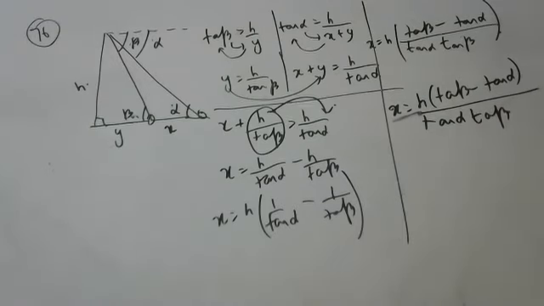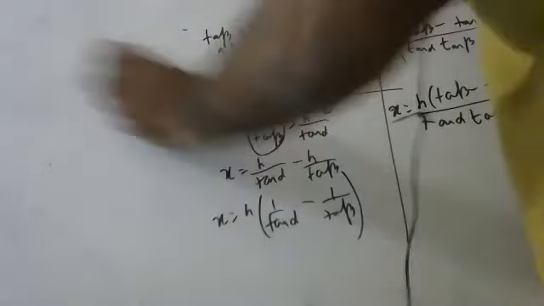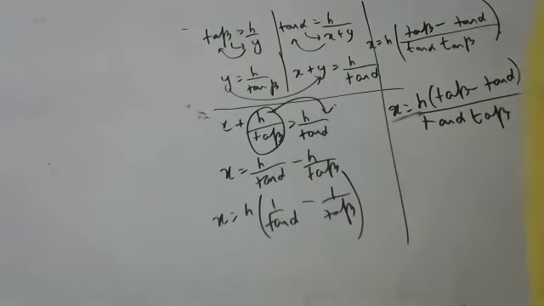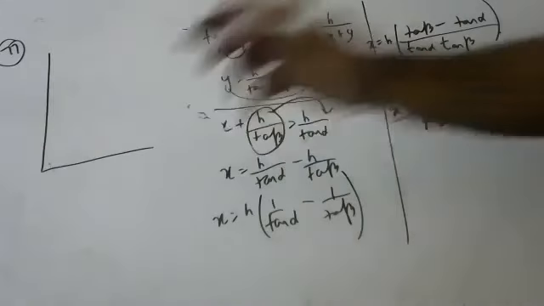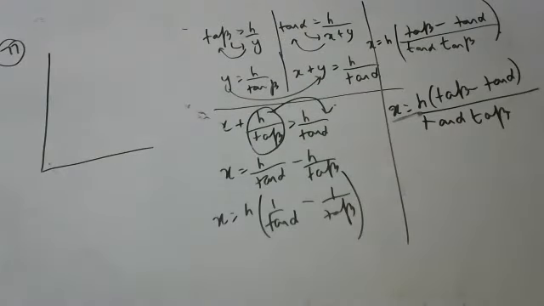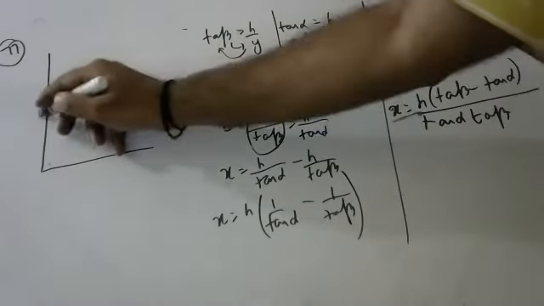Next, please go to the next question, 77th question. Please go to 77th question, children, all of you. So in the 77th question, they have given like this, children: a window of a house is h meters above the ground.